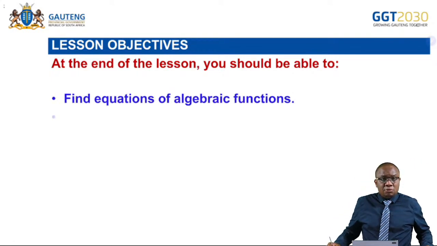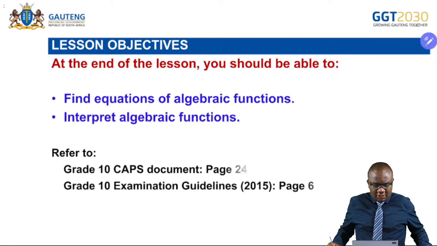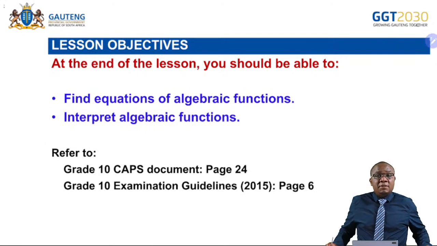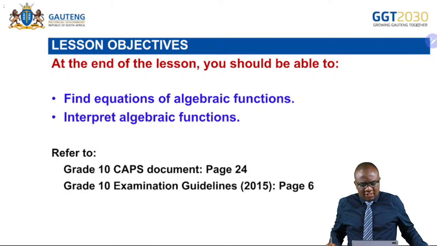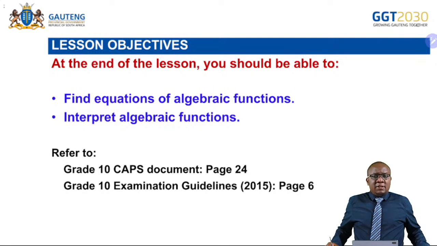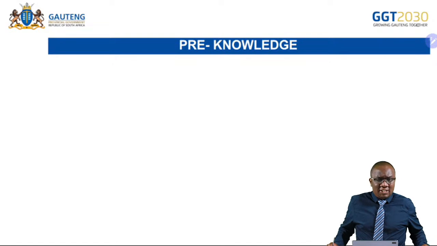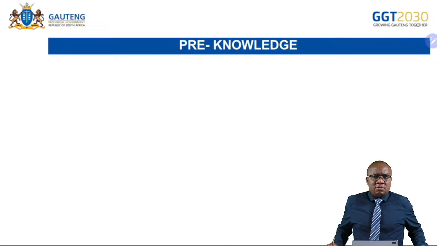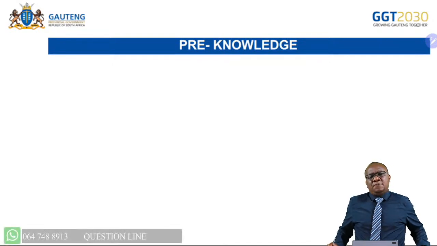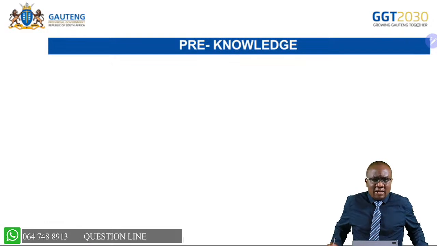Right, today we're going to look at this. We're going to interpret algebraic functions. Refer to the CAPS document, page 24, and then examination guidelines, page 6. Right, the concepts are a bit challenging, so I'll try to be slow. Let's try to move together. If I ask you to do something, do that, and then ask questions.